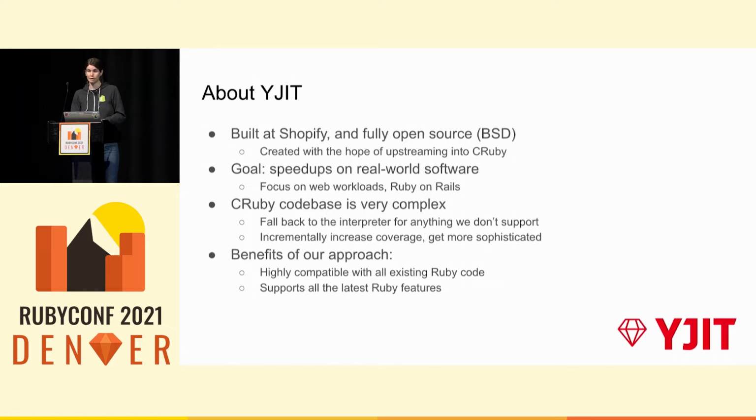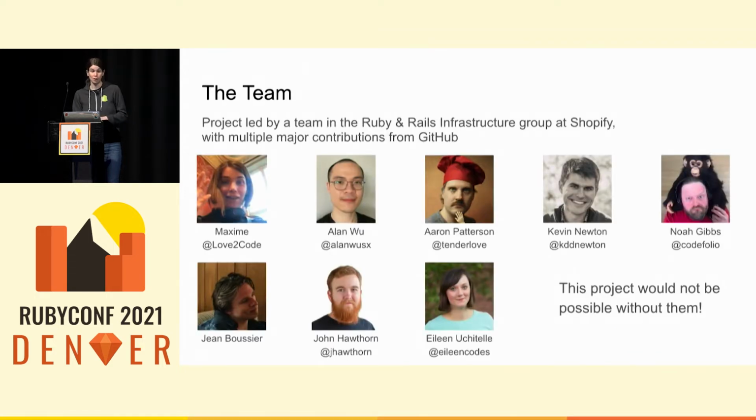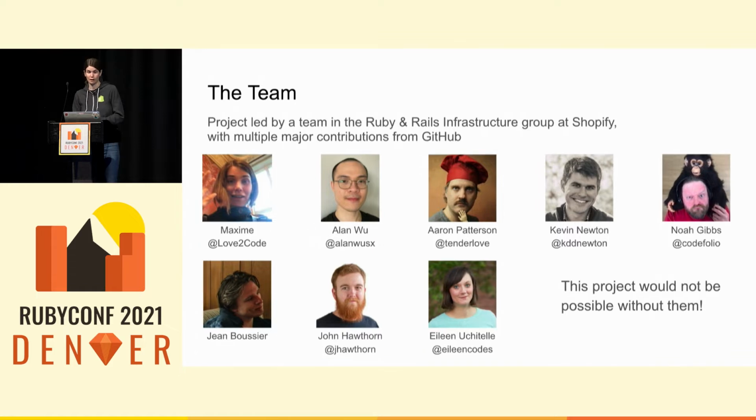because we do a lot of that at Shopify. CRuby is a very complex code base, so the approach that we've taken is incremental, where we gradually build the JIT compiler, and for everything we don't support, we fall back to the Ruby interpreter. Then over time, we increase the amount of things that we support in the JIT and get more sophisticated. The benefit of our approach is that we're highly compatible with all existing Ruby code, and we're able to support all of the latest Ruby features. This project is not just me, it's led by an awesome team in the Ruby and Rails infrastructure group at Shopify, with multiple major contributions from GitHub.